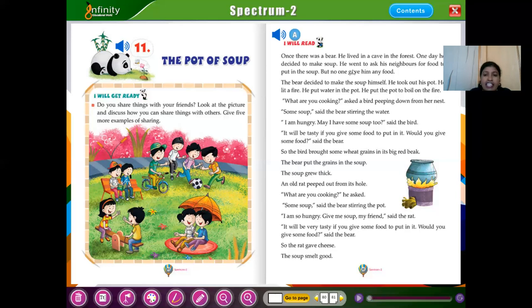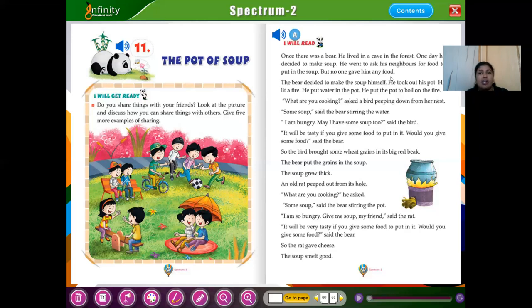So once again, I will read this paragraph. You just observe. Once there was a bear. He lived in a cave in the forest. One day, he decided to make soup. He went to ask his neighbors for food to put in the soup. But no one gave him any food.